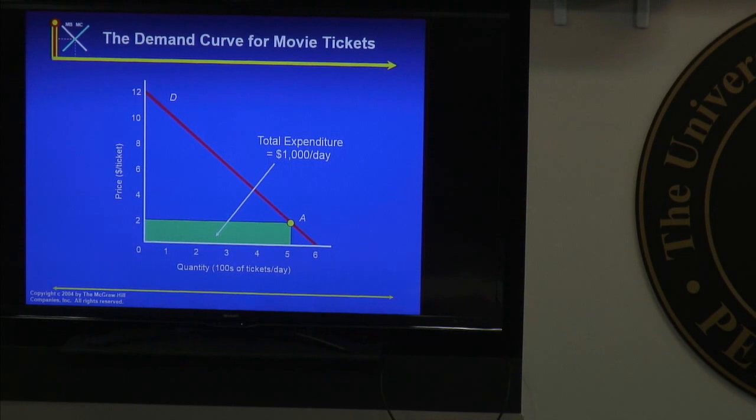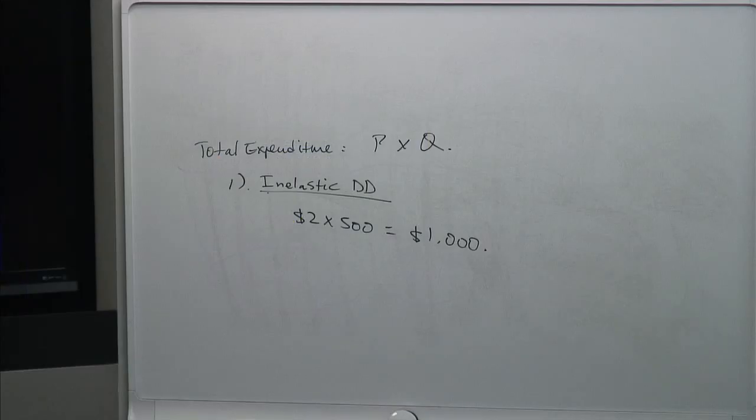So if the price is $2, how many movie tickets would you buy, according to this example? 500, very good. So use the P times Q, so 2 times 500, you have 1,000. Got it? That's your total expenditure. Okay, the next thing we're going to do is raise the price, double the price to $4. If it's $4, how many would you consume?